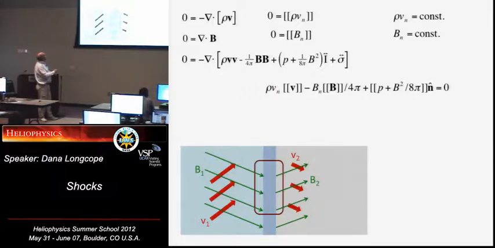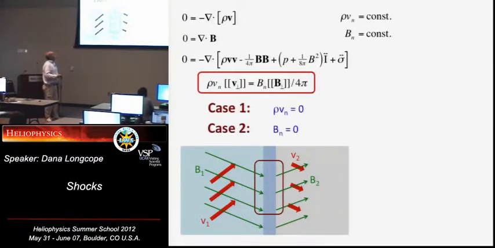So here's the mass flux multiplying the jump in velocity. Here's the normal magnetic field multiplying the jump in magnetic field. So what we're going to do is we're going to get 3 cases here. Case 1 is if the mass flux is 0. That led to our contact discontinuity before. Case 2 is if the normal magnetic field is 0. They're constants. That constant might be 0. Okay?